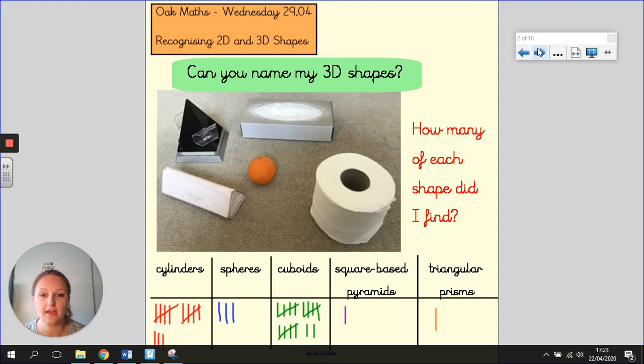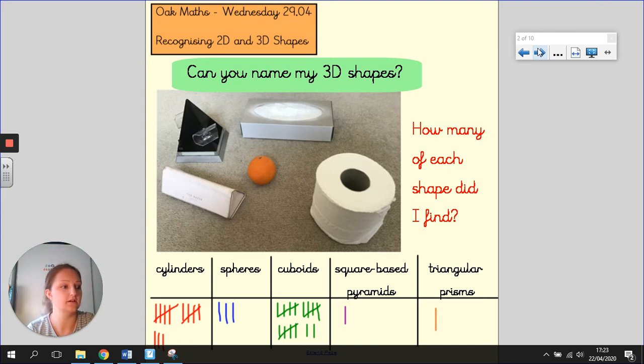So this is my 3D shape hunt. I couldn't show you all of them, but I found one of each shape that I could find in my house. See if you can name them. So in my house, I managed to find lots of this shape, cylinders. I found candles, I found toilet rolls, I found tubes of things, cans of things. Lots of food things come in cylinders.